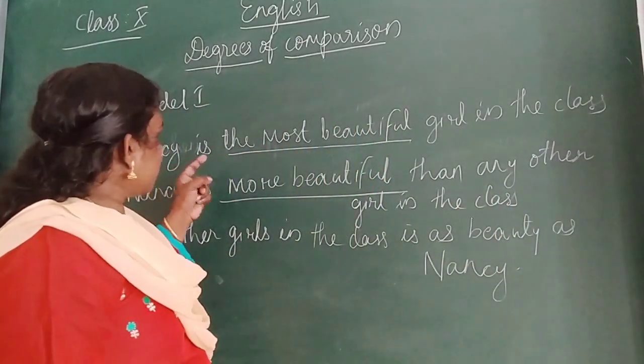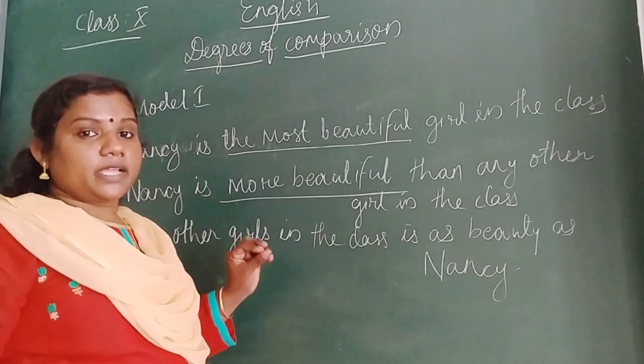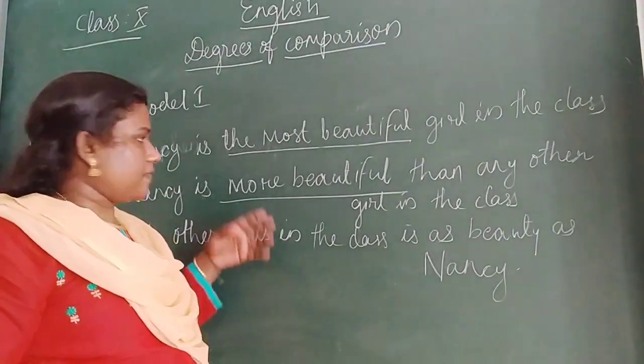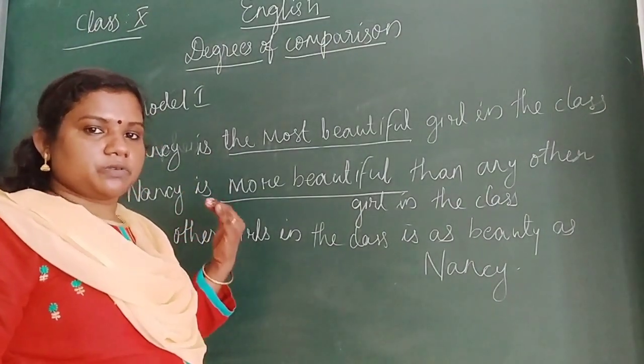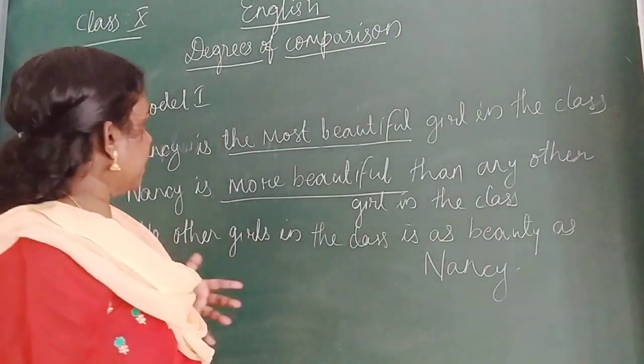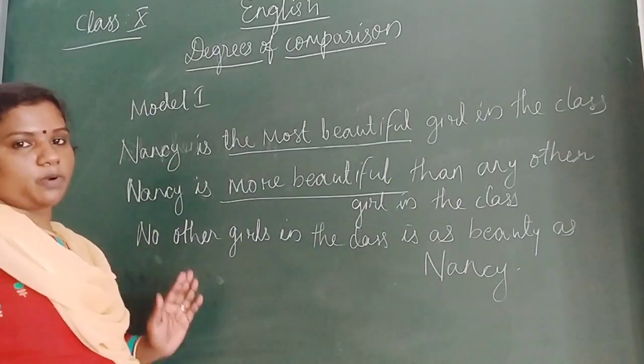Okay, one more point you have to keep in your mind. We should check the tense of the sentence. If it is in the past form, we can't use is. Okay. So according to the tense, we should use is or was or are or were, like that. And this is the form of model 1.